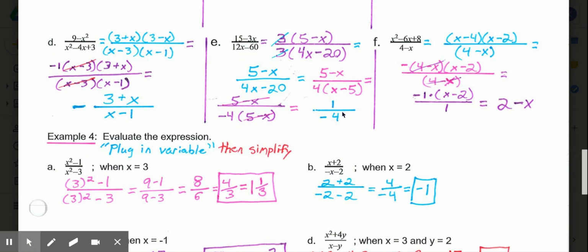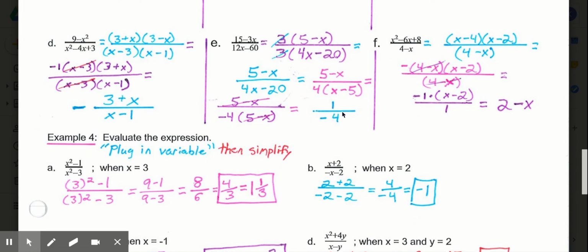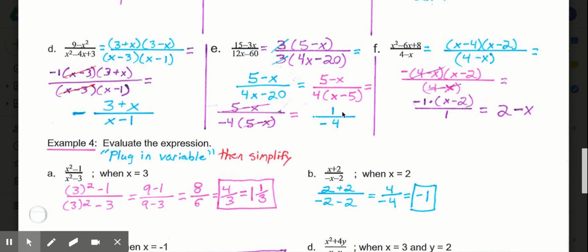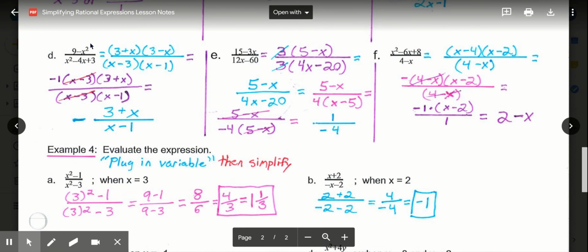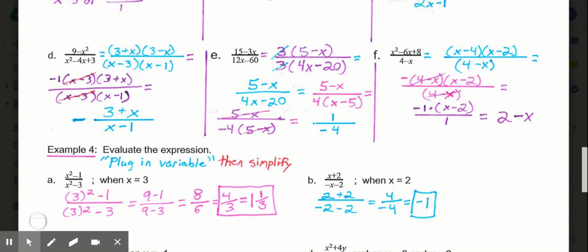Then with D, E, and F, it's the same idea. So in D, E, and F, we have to factor first, then divide out or cancel out our common factors. So in D, we have 9 minus x squared. So it is a difference of 2 squares just written backward. So when I factor that, I get 3 plus x times 3 minus x. On bottom, factoring the x squared minus 4x plus 3, I get x minus 3 times x minus 1.